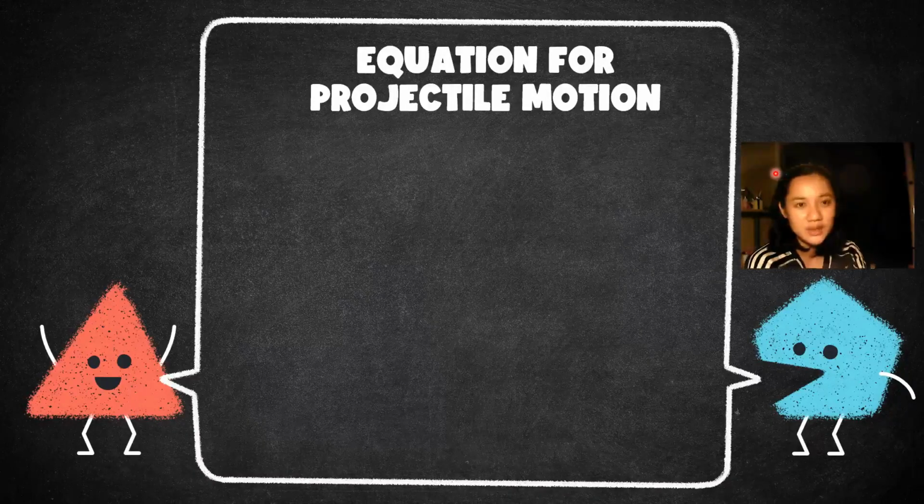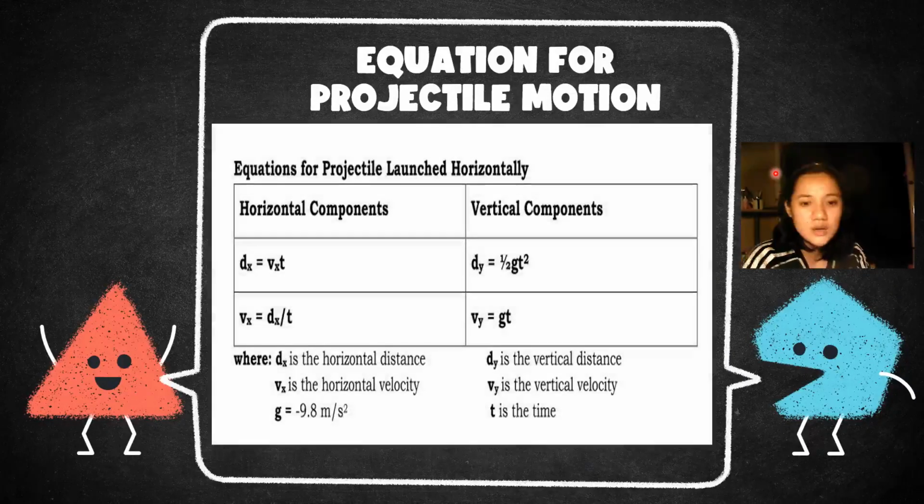So we have the horizontal equation and the vertical equation for projectile motion. First, we have the horizontal components in here. We have d sub x is equal to v sub x times time. Notice that there are x's and y's, right?